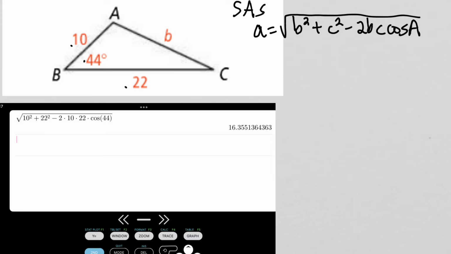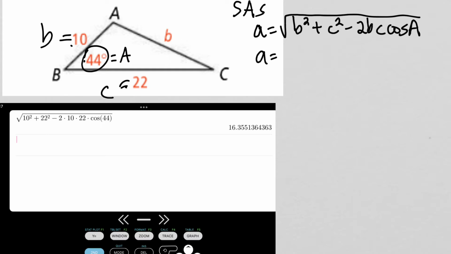Now, if you notice, my letters in my formula are not matching the letters on this triangle. So I don't want you to get hung up that the letters are going to match, because they're not. So since I'm looking for side B, which in my formula is a, I'm going to replace little b and little c with 10 and 22. And what is the capital A here? Well, that's the angle. That's 44 degrees.